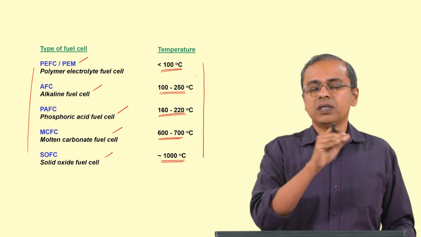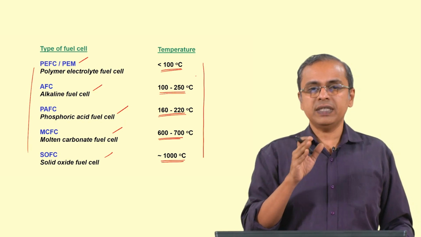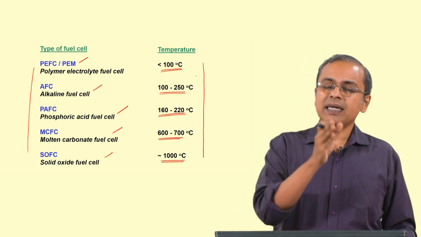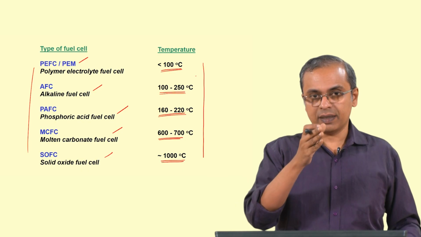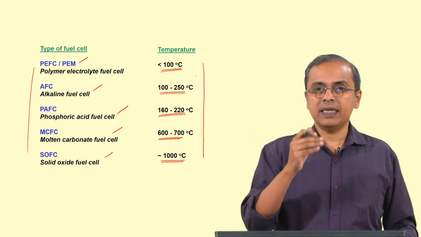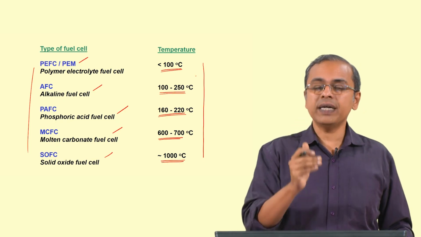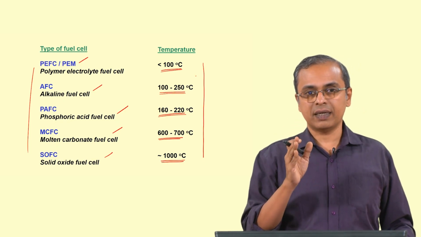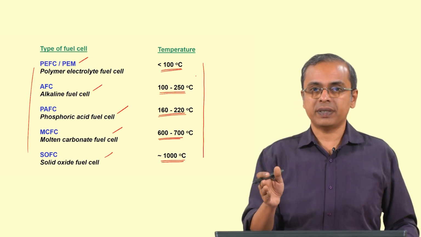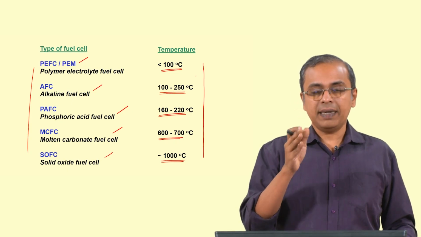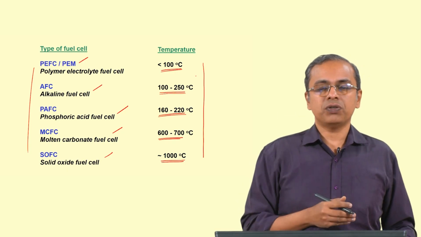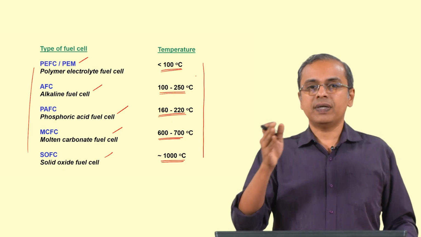Now, it turns out that in most of these materials which have some ion being conducted, the rate at which you can move the ion across that material is dependent on temperature. In other words, the ionic conductivity of most electrolytes is temperature dependent. And typically it is seen that if you raise the temperature of the electrolyte, then the ionic conductivity improves.